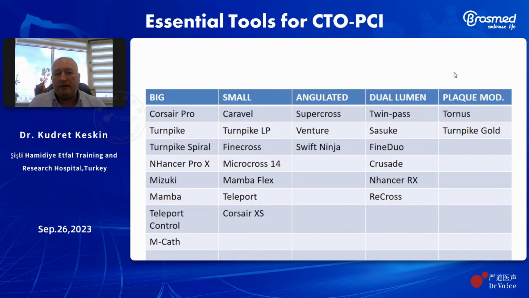And there are the angulated ones, for example, for side branch crossing or parallel wire technique or whatever. And dual-lumen microcatheters are also commonly used both in CTO and other complex lesions. And there are the plaque modification microcatheters that are really big and bulky. So each type has a specific indication.